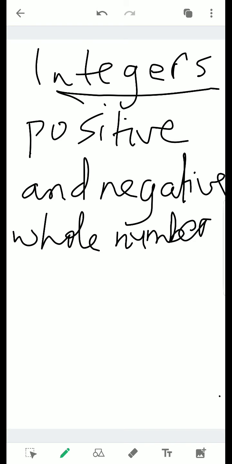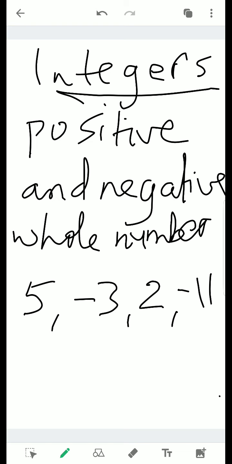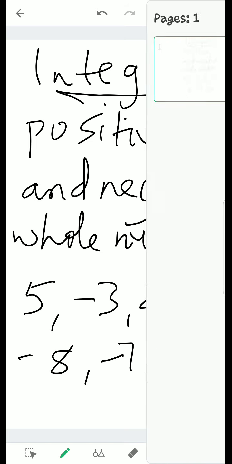For example, 5, negative 3, 2, negative 11, negative 8, negative 7, 37. These are all integers. I hope it is clear. So mention some examples of integers on your own. Right? Good.